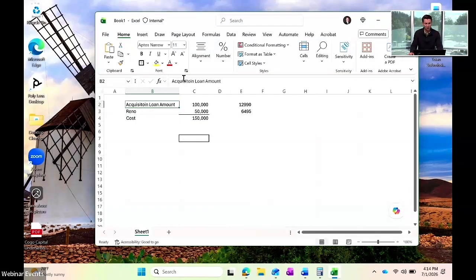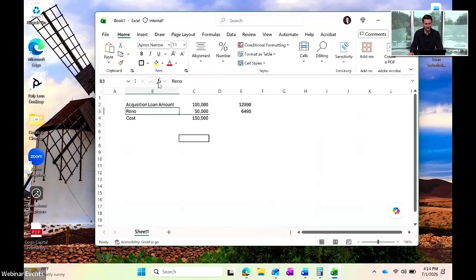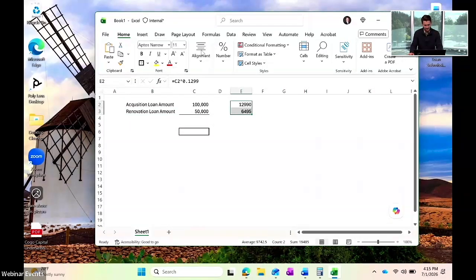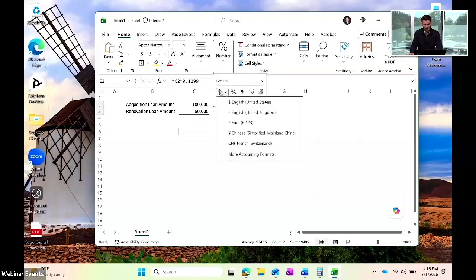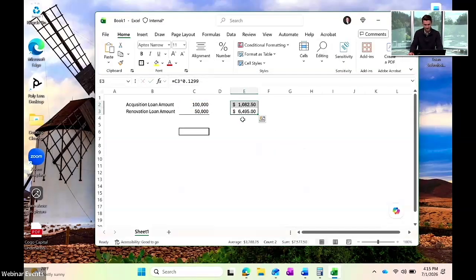We're going to break up our loan into two loans, an acquisition loan amount and a renovation loan amount. The reality is it's one loan, but just to illustrate what the Dutch interest is that we're talking about for our lending, we're going to divide that by 12.